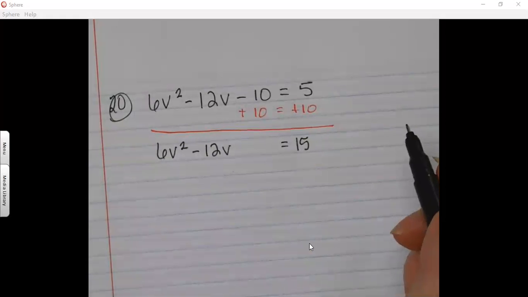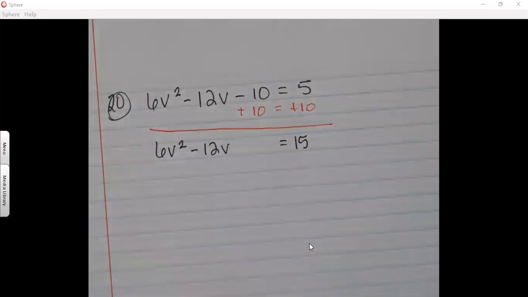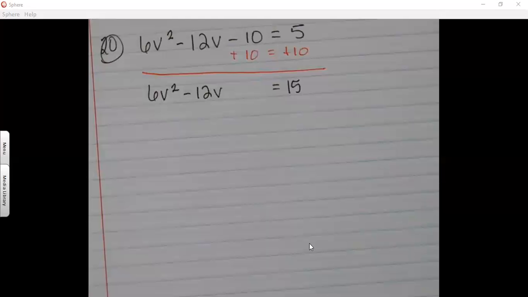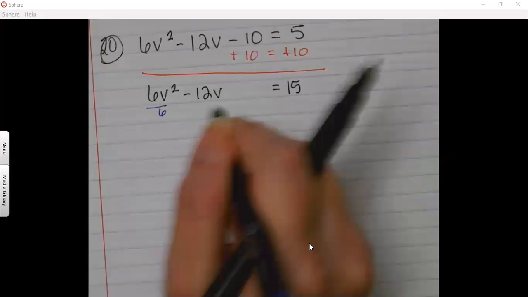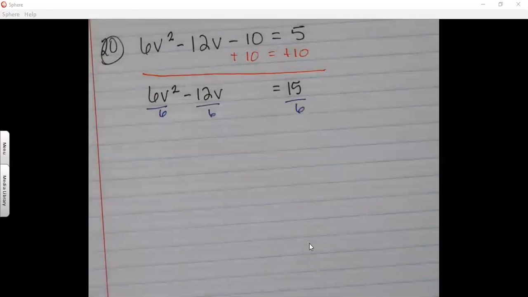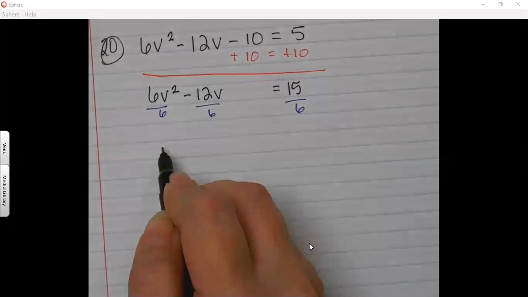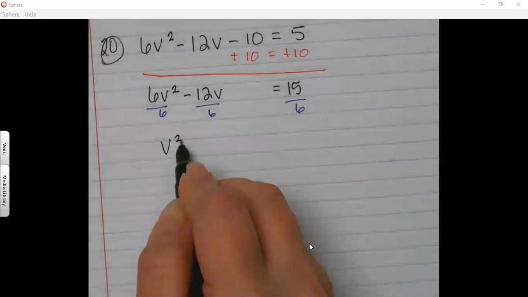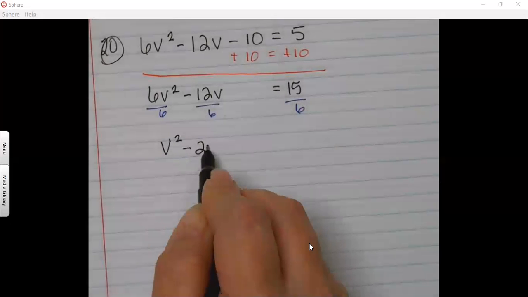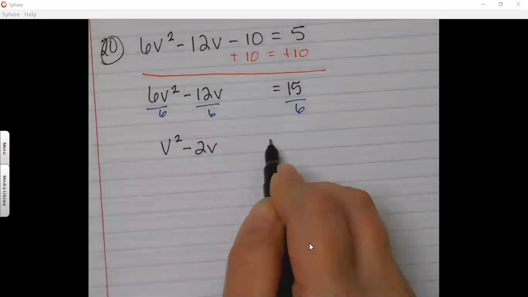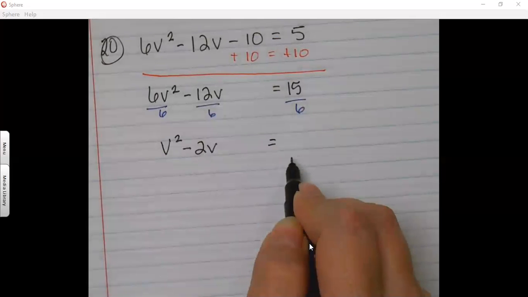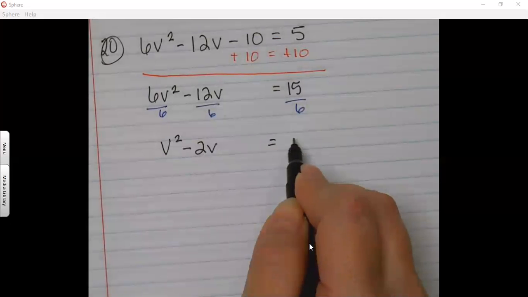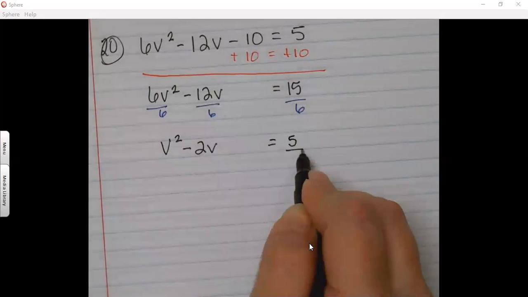Y'all remember what the next step is? Very good. Divide each term by a if a is not 1, because if a is 1, it won't change anything. So 6v squared divided by 6 is v squared. Negative 12v divided by 6 is negative 2v. And 15 does not divide by 6 evenly. We can reduce it though. What divides into 15 and 6? 3 divides into 15 5 times, so that's your numerator. 3 divides into 6 2 times.